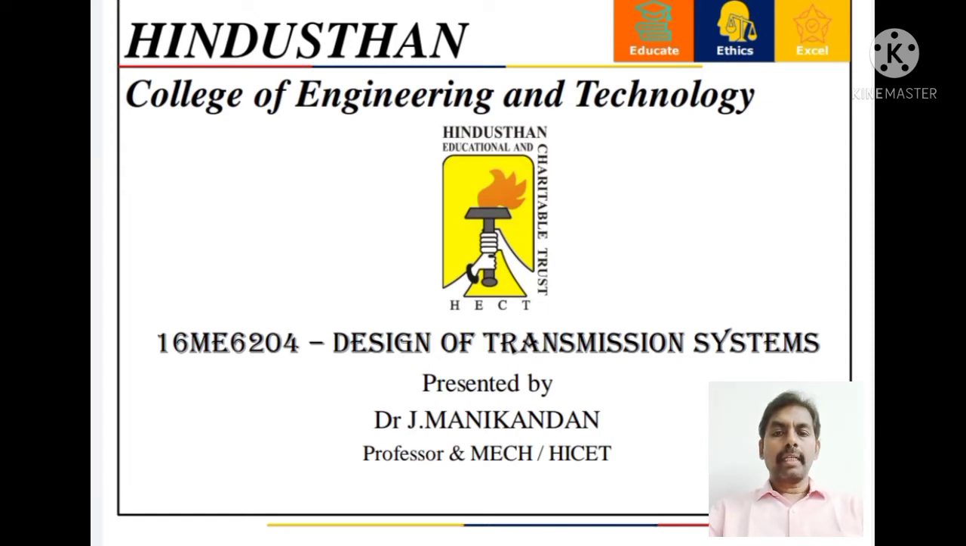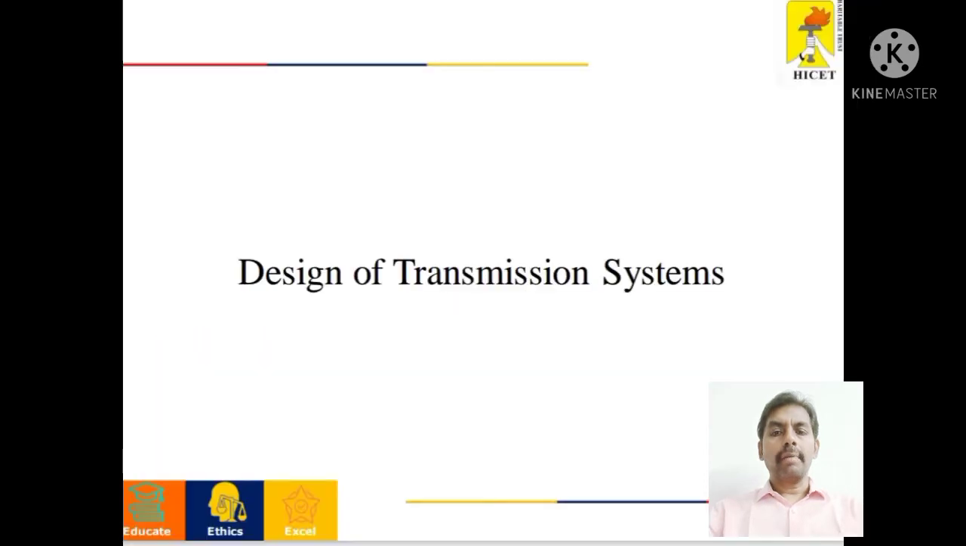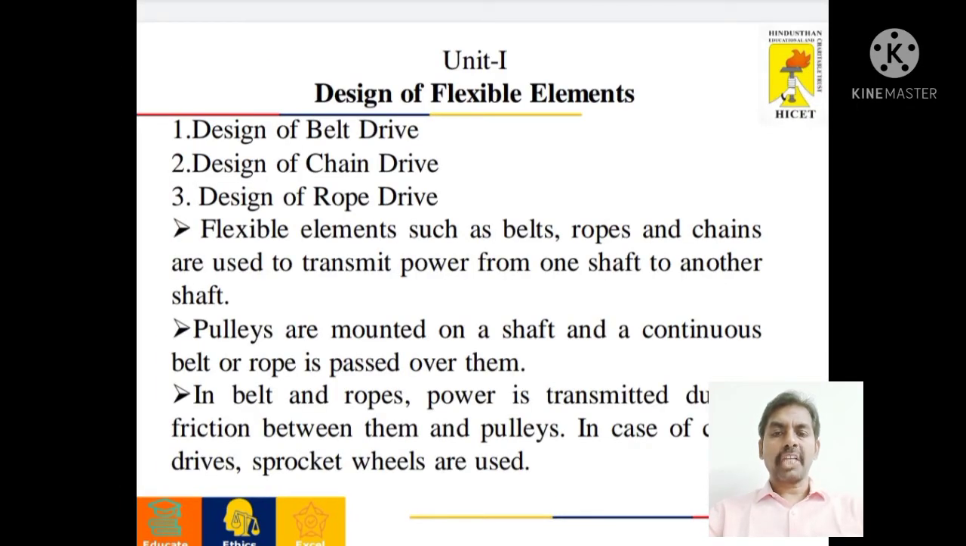Now we are going to see the first unit, that is the design of flexible elements. What are the design of flexible elements? First one is design of belt drive, second one is design of chain drive, and the third one is design of rope drive. In the belt drive, you can see two types: flat belt drive and V belt drive. The flexible elements are belt, chain and rope, and these are all used to transmit power from one shaft to another shaft.